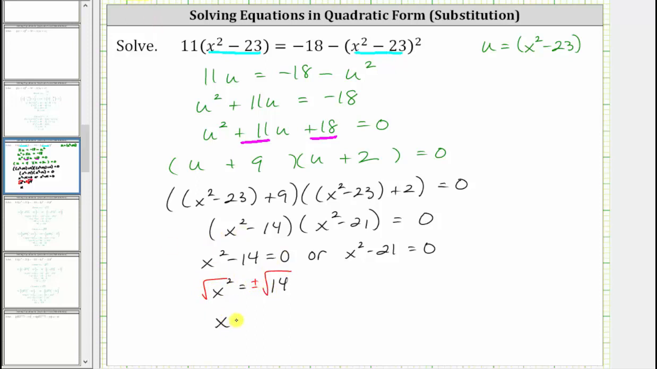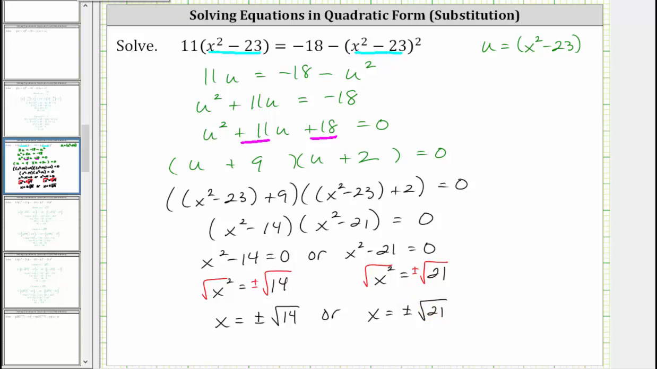Simplifying, we have x equals plus or minus the square root of 14, which doesn't simplify. Or, solving this equation for x, we add 21 to both sides, giving us x squared equals 21. And then square rooting both sides of the equation to undo the squaring. Again, we include a plus or minus on the right. Simplifying, we get x equals plus or minus the square root of 21. Again, neither square root simplifies, so we would need a calculator to get a decimal approximation.